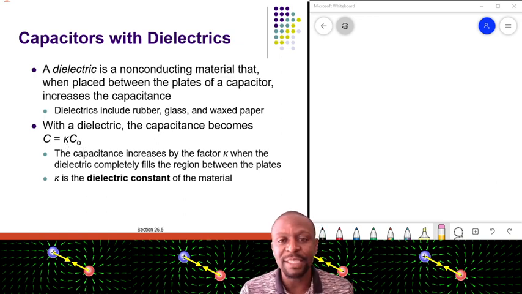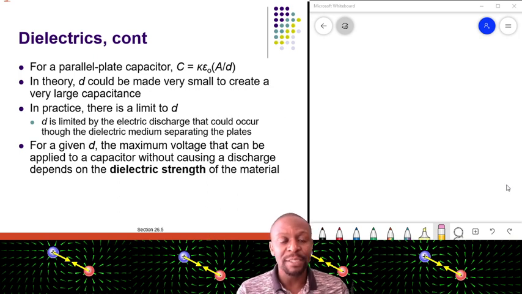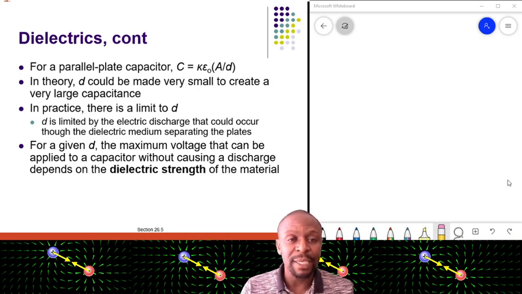Now the capacitance increases by the factor of kappa when the dielectric completely fills the region between the plates. Kappa is defined as the dielectric constant of the material. Different materials have different dielectric constants, and we will shortly see different kappas for different materials.